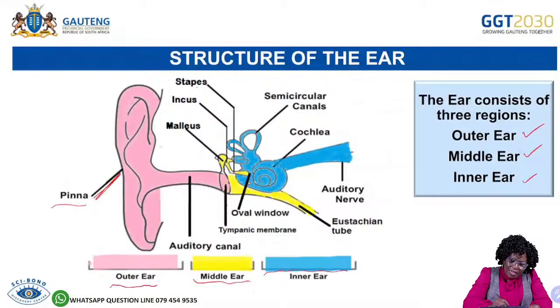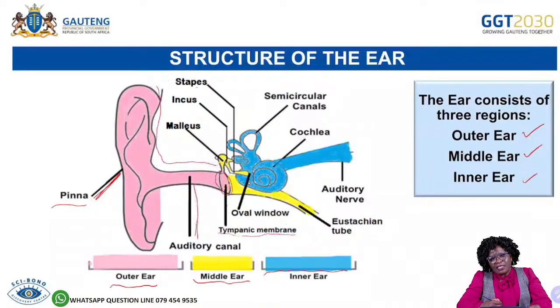You can see this is the pinna, but now as the outer ear, the pinna is continuing as the auditory canal. And the auditory canal is going to lead us to this small part here, which is called the tympanic membrane. If you check some resources, they will speak about the eardrum. We are becoming more scientific in our subject. Therefore, you are advised to only speak about the tympanic membrane and not the eardrum.